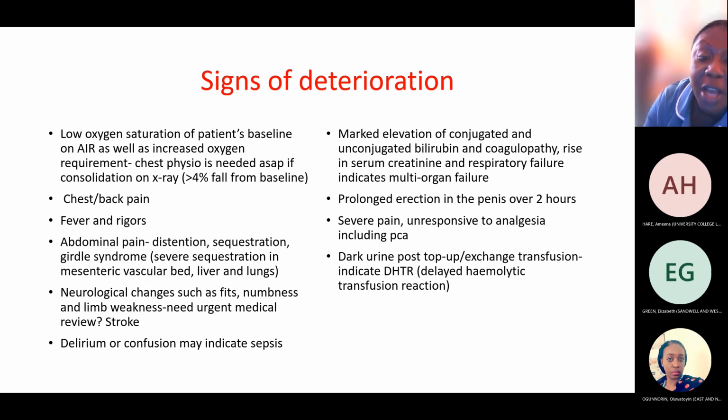And then obviously we have to look at dark urine as well. Patients who have had top-ups or exchange transfusions sometimes come in with a delayed hemolytic transfusion reaction. The first thing you will notice is dark urine. So we need to act promptly to give them treatment. Mostly patients who are having a delayed hemolytic transfusion reaction tend to need blood transfusion. But before we give that, we will give methylpred and IVIG first, just to try and counteract the HB going down. So these are the kind of things that we need to look out for in our sickle cell patients who are deteriorating.